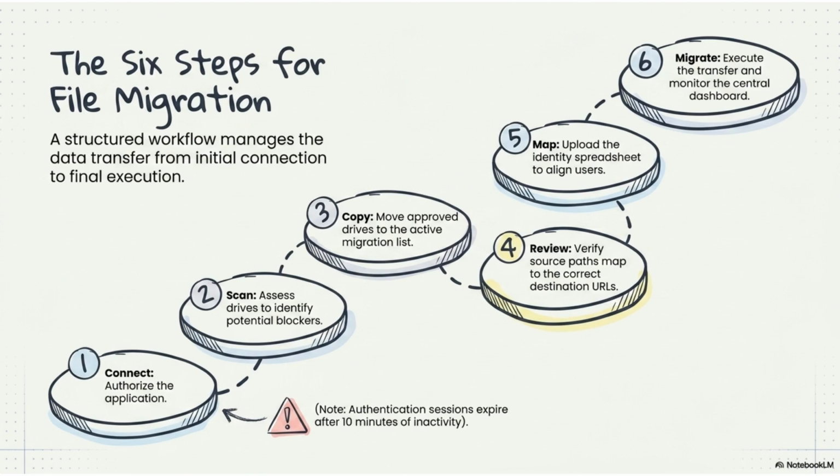Step 4. Review. Verify that every source folder path correctly maps to the right destination URL in OneDrive or SharePoint. Step 5. Map. Upload your identity spreadsheet to align Google users with their Microsoft 365 accounts. And Step 6. Migrate. Execute the transfer and monitor everything through the central dashboard.